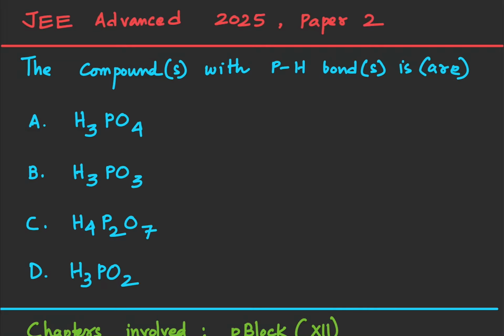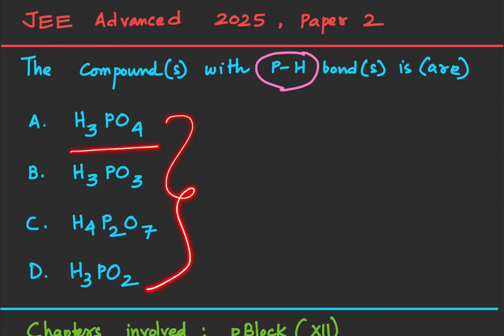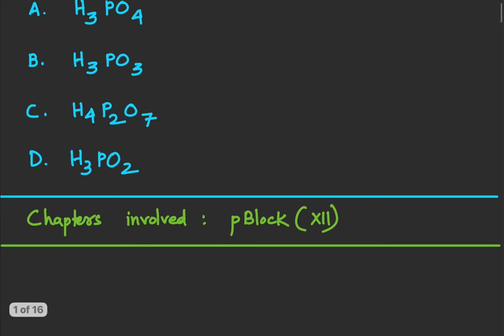Hello everyone. So this is a question from JEE Advanced 2025 paper 2. The compounds with P-H bonds is, okay, so this is the catching point. We need to find P-H bonds, okay. And they have given us four phosphorus compounds: H3PO4, H3PO3, H4P2O7 and H3PO2. And the chapter involved is obviously P block, okay.